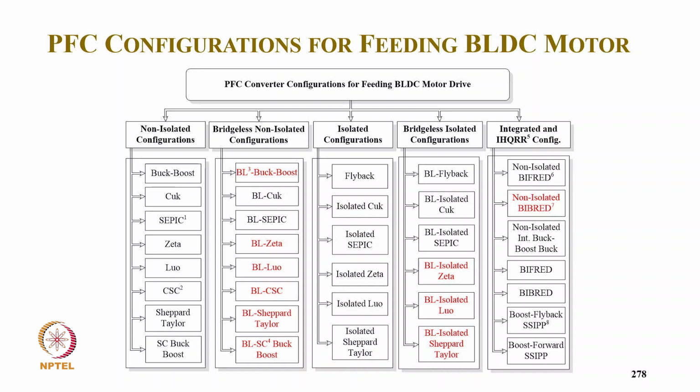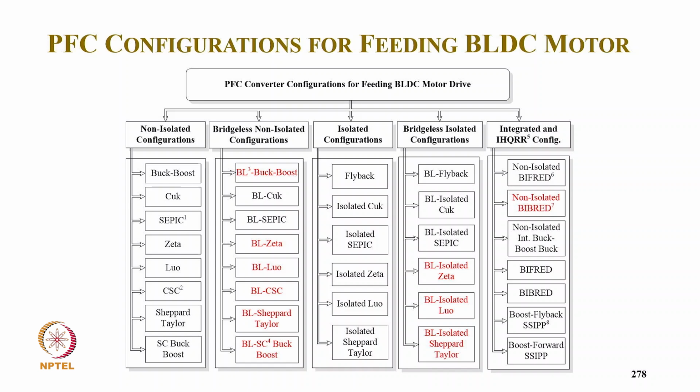So these are typically the PFC converter configurations for feeding BLDC drive. Typically 8 categories of non-isolated converters like buck boost, Cuk, SEPIC, Zeta, Luo, canonical switching converter, Sheppard-Taylor converter, and switched capacitor buck boost converter. Then bridgeless non-isolated: bridgeless buck boost converter, bridgeless Cuk converter, bridgeless SEPIC converter, bridgeless Zeta converter, bridgeless Luo converter, bridgeless canonical switching converter, bridgeless Sheppard-Taylor converter, bridgeless switched capacitor buck boost converter.